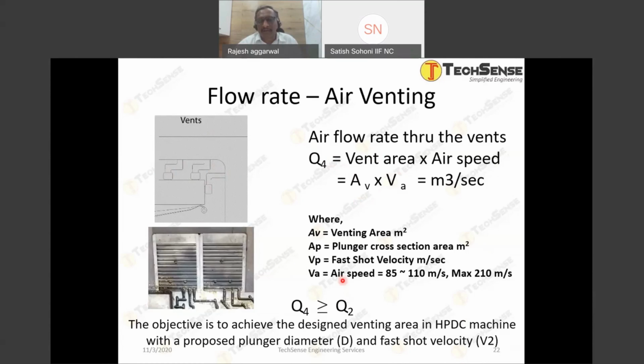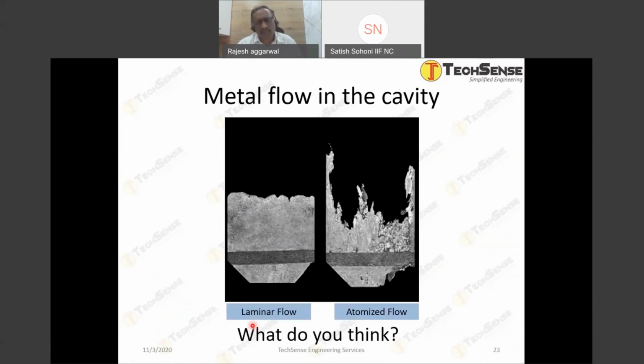Normally the air speed we assume in the range of 85 to 110 meters per second, which can go maximum up to 210 meters per second. Even beyond this, the steel will start eroding, right? The objective here is to achieve the design venting area in the HPDC machine with the proposed plunger diameter and the fast shot velocity. Now, another important parameter, metal flow in the cavity.